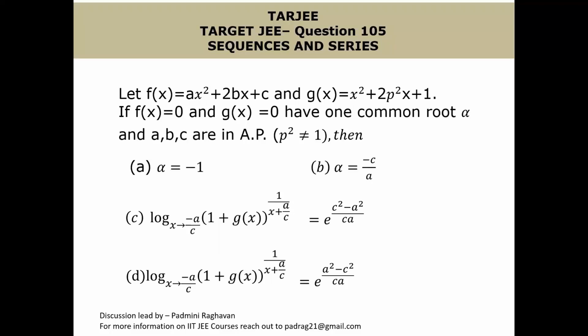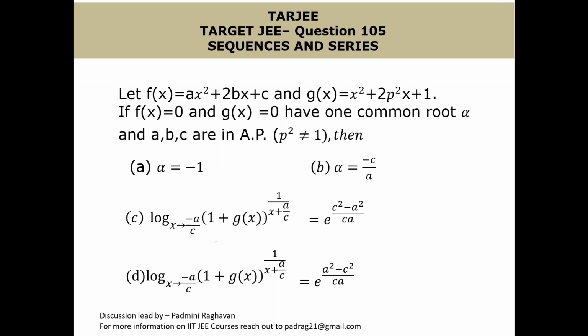Let f(x) = ax² + 2bx + c and g(x) = x² + 2p²x + 1. f(x) = 0 and g(x) = 0 have one common root alpha. a, b, c are in AP, and p² is not equal to 1. There are two options which talk about the value of alpha.